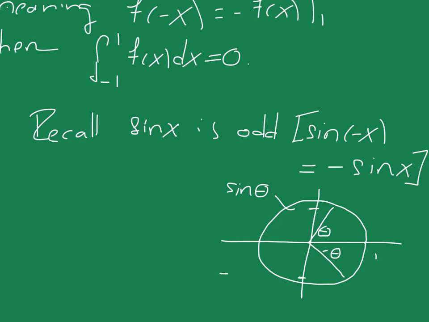So here we have sine of minus theta down here. It's this y-coordinate. And what you notice is that sine of minus theta is actually the negative of this value here, which was sine theta. So this is equal to the negative of sine theta. Okay, so that's just by way of justification of my statement that the sine function is odd.